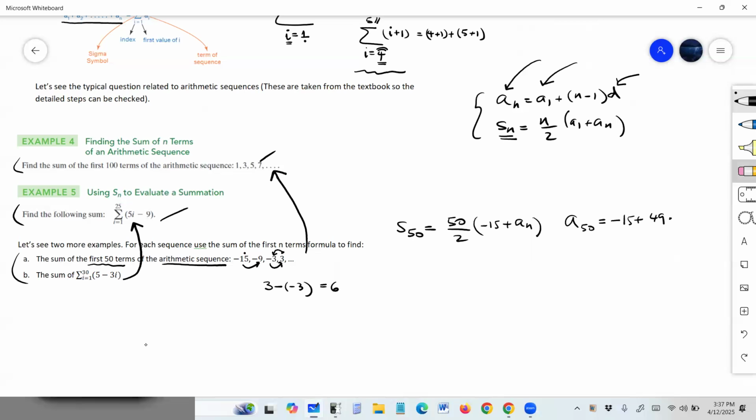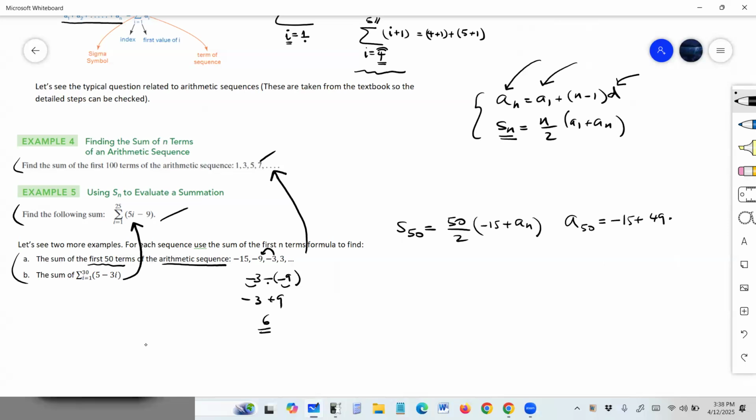And this common difference is fixed. So if I pick any other term, it should be the same. So for example, from here to here, current term minus, I'm sorry, -3. Current term minus the -9. So this is -3 plus 9, which is 6. So it has to be fixed. Otherwise, it's not an arithmetic sequence, okay?